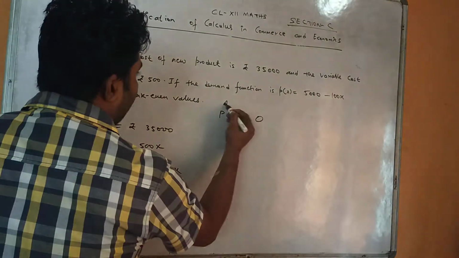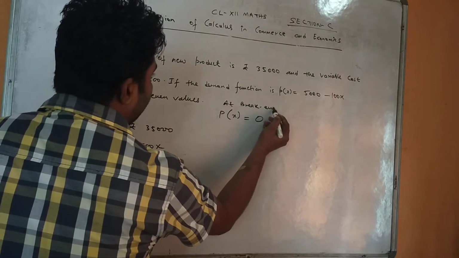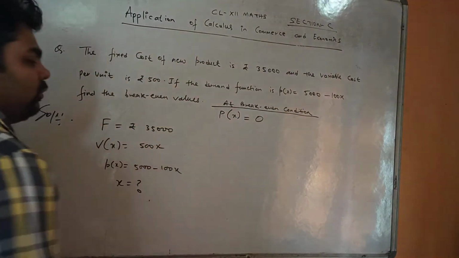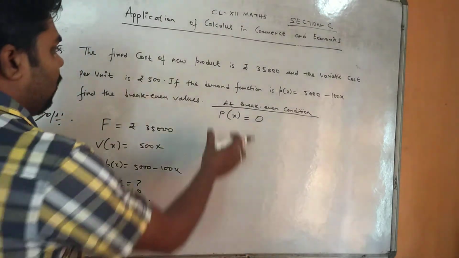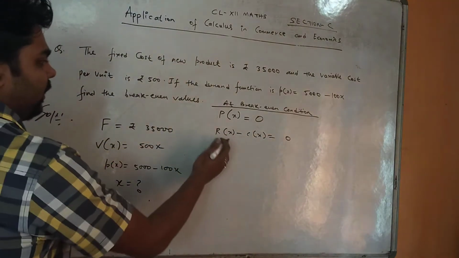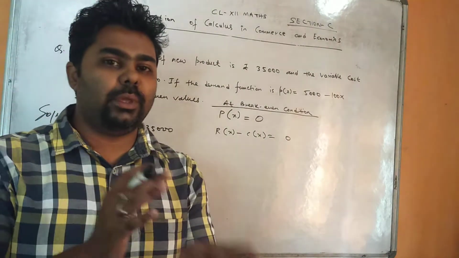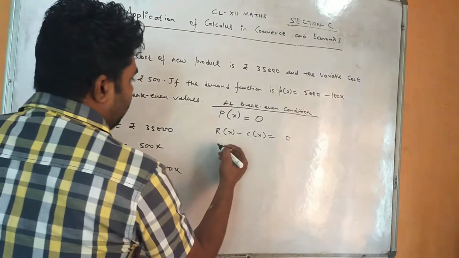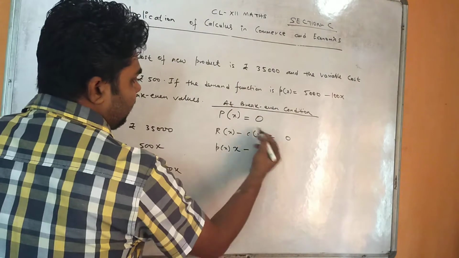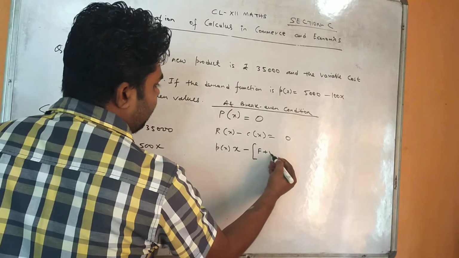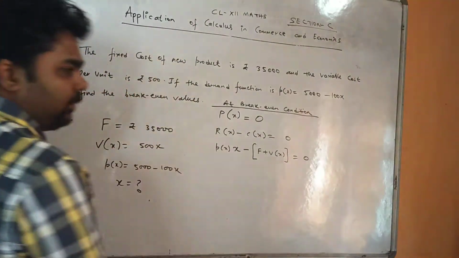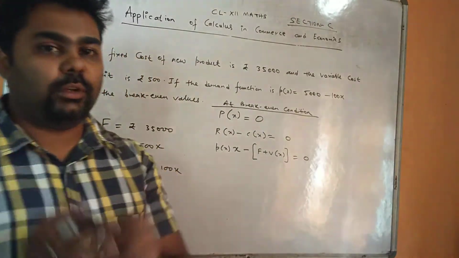So here you have to write, at break even condition, Px must be equal to 0, that is, profit function must be equal to 0. Now Px is given by Rx minus Cx equals 0. Now what is Rx? The formula I have given: Px, the demand function, into x. So Px into x, or this P you can write also, minus Cx. Now Cx is directly not given, it is given as f plus Vx. This formula we have to apply here, right? Rx means Px into x and Cx means f plus Vx. So this formula I have given you before.